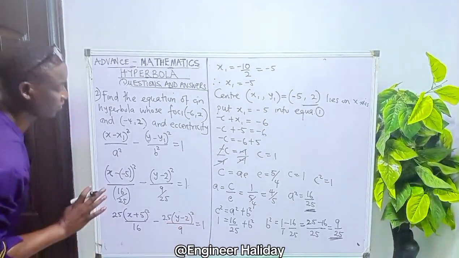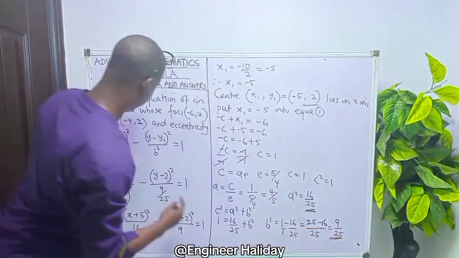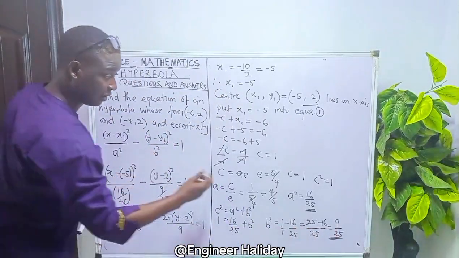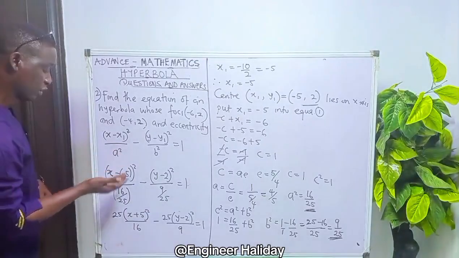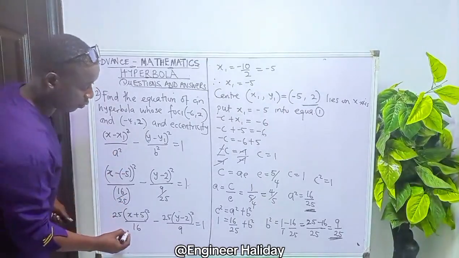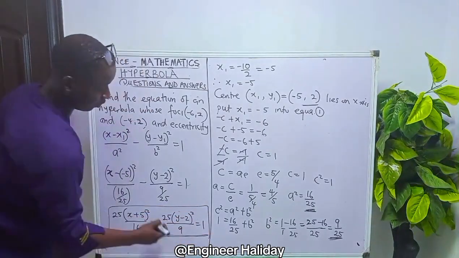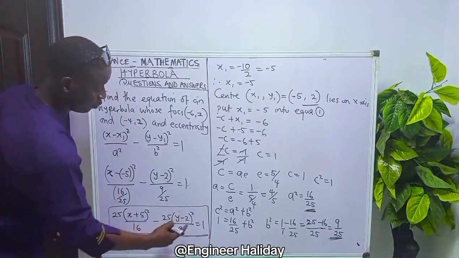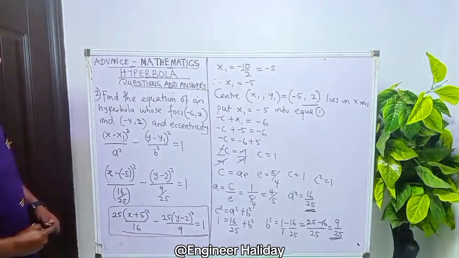So we check the question very well. Don't forget our b square is 9/25. Our a square is 16/25. The 25 will go up, and we multiply this. So our equation will not look something like this, because we must not bring this 25 here, but here, and it must be equal to 1. So that's what we are going to have as our answer.